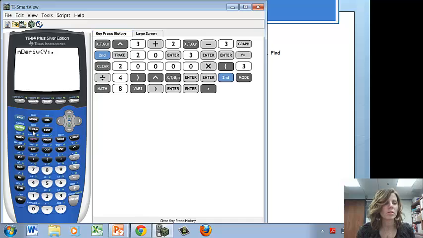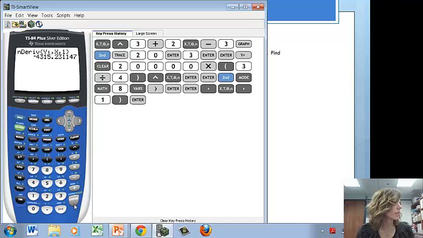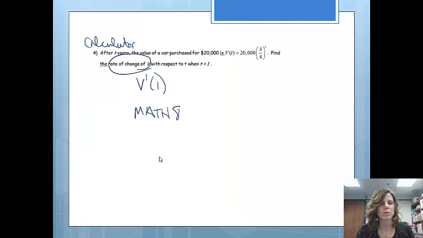We would like to find this derivative with respect to x, and then we would like to find the derivative at 1. So if we do that, press enter, and notice I get negative $4,315.23. So that would be the value. So let's go back here. So my answer is going to be negative $4,315.23. So the rate of change is negative because the car is losing value. So hopefully now you can find the derivative of functions that have a base other than e.